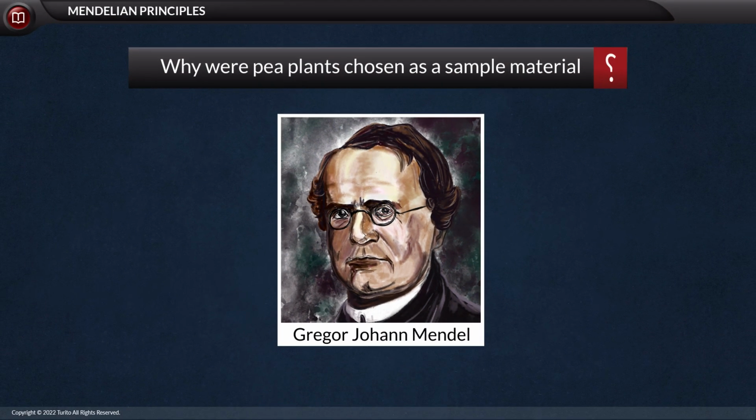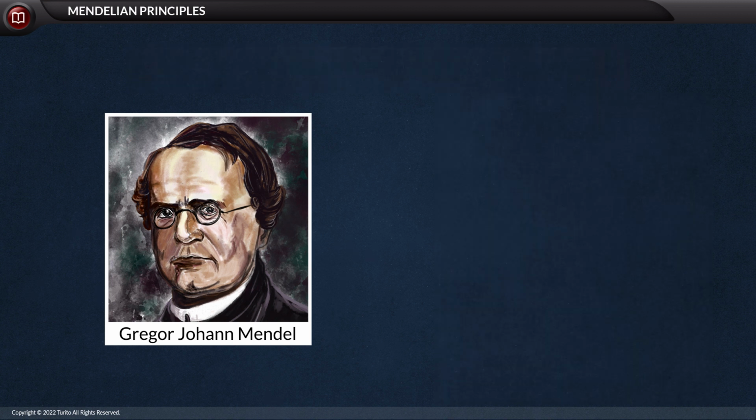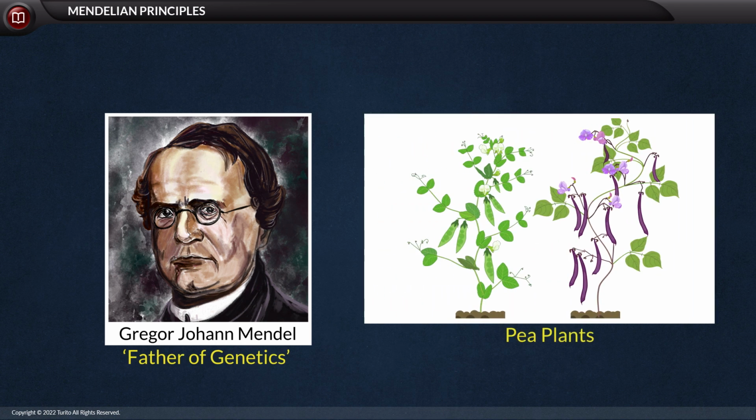Did you know why Gregor Johann Mendel selected pea plants as sample material for his experiments? Why did he do so? Mendel, who was considered the father of genetics, selected pea plants for his experiments for various reasons.